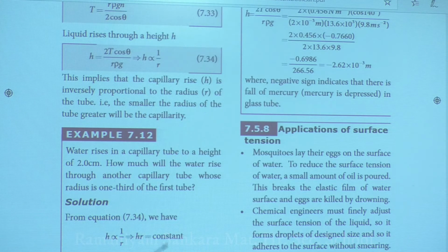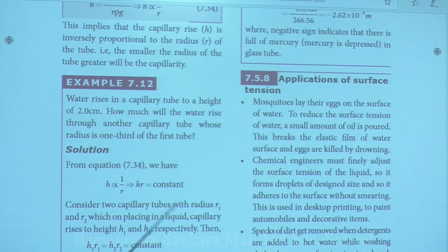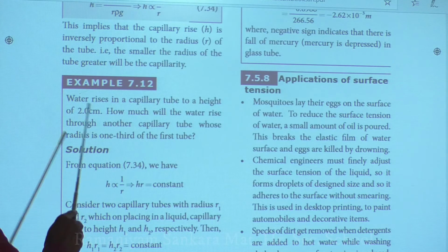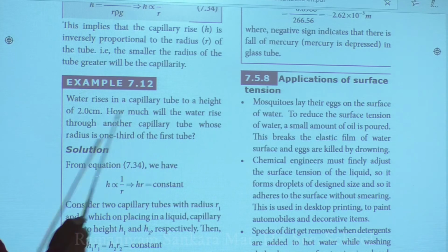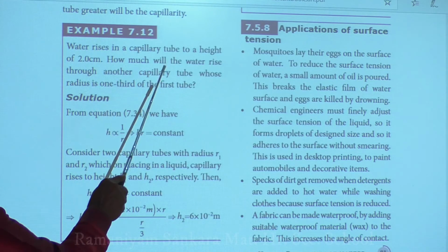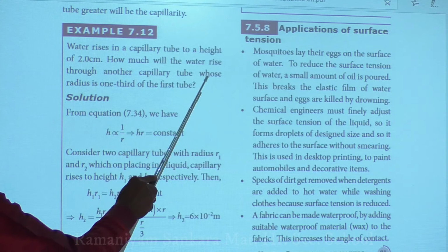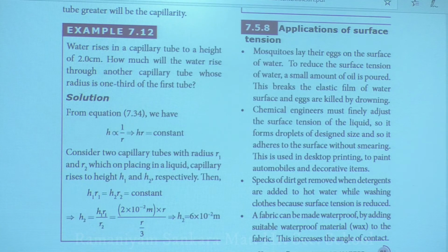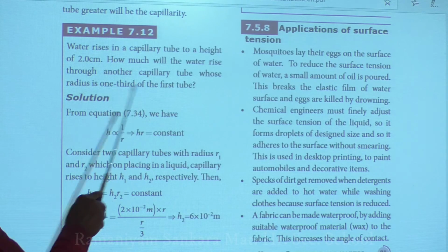Now example 7.2. This is a 2-mark question. I will be asking you in the assignment also. So water rises in a capillary tube, h is given in centimeters. Remember, convert them into meters: divide by 100, or multiply by 10 power minus 2 meter. How much will the water rise through another capillary tube whose radius is 1/3 of the first tube? Here is the comparison: the radius changes to 1/3 of the first tube.